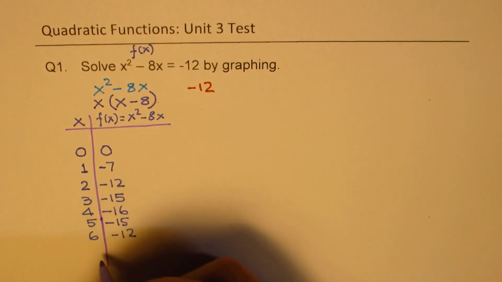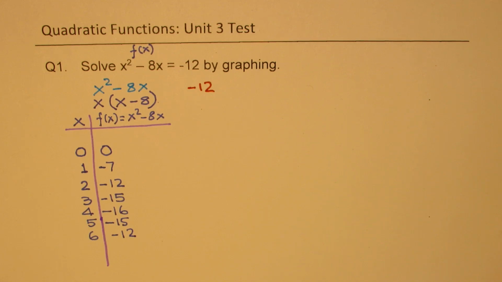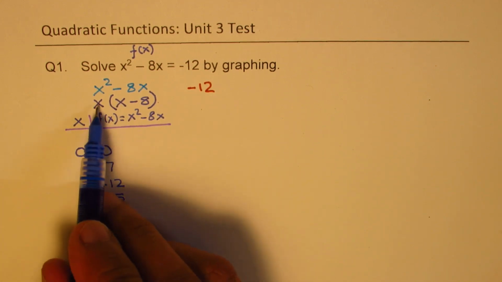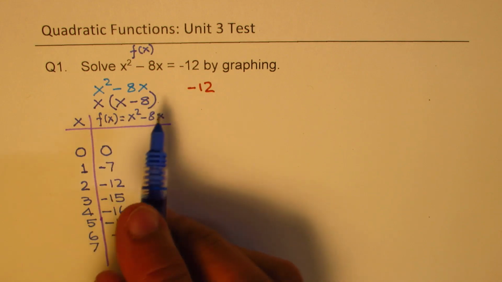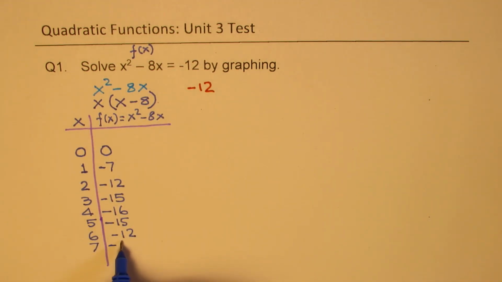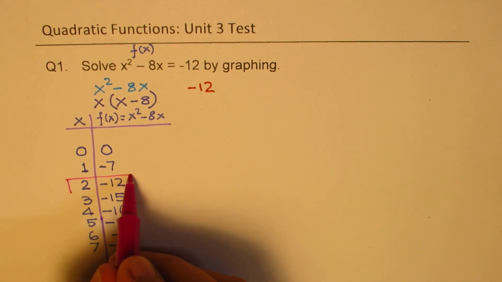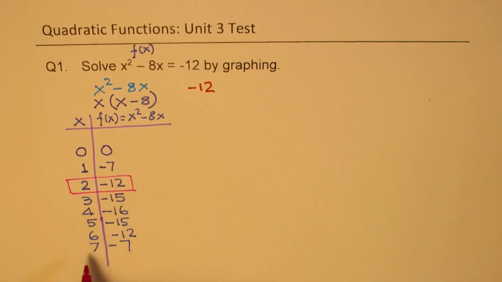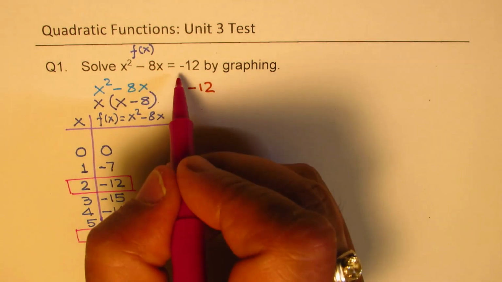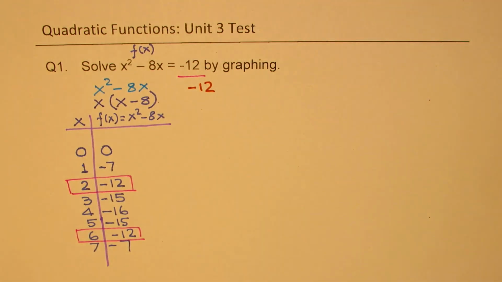So we need to have a set of values to plot the graph. So if I write 7, then 7 times minus 1 will be minus 7, right? So clearly from this set of values, we do see a solution in our graph: the values 2 and 6 will give us minus 12, which we need. Is that clear to you?